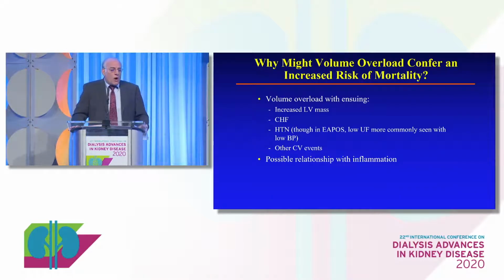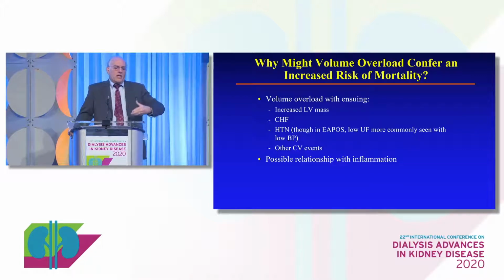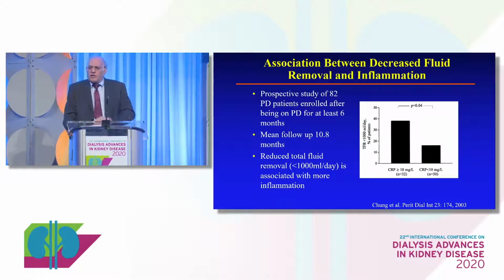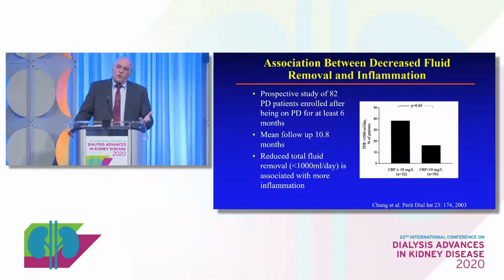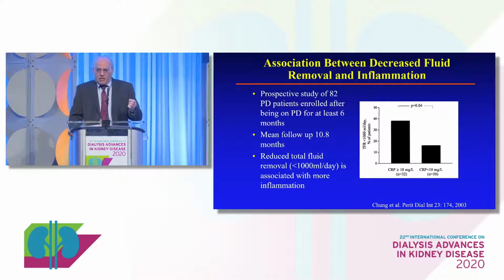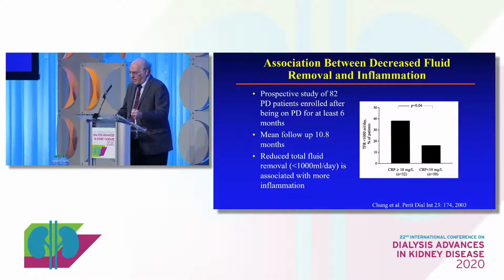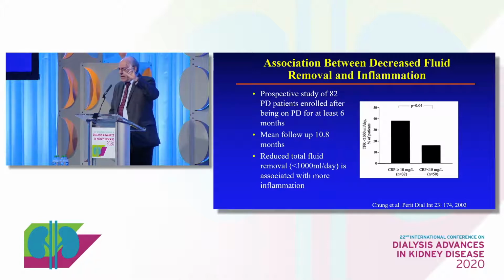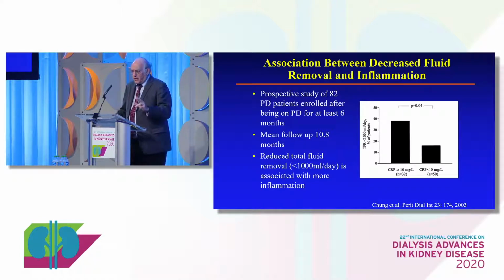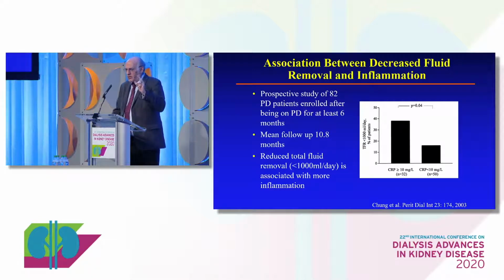So, why might volume overload confer an increased risk of mortality? Obviously, LV mass, CHF, hypertension, cardiovascular events, but there may be a relationship with inflammation. And does it behoove us to monitor for inflammation? Well, at this point, I can't yet say yes, because I don't know what I can do about it when I find it. Although I believe there was data at ASN, I didn't make it to the late-breaking clinical trials, but there is an anti-inflammatory molecule that does improve outcomes, apparently.